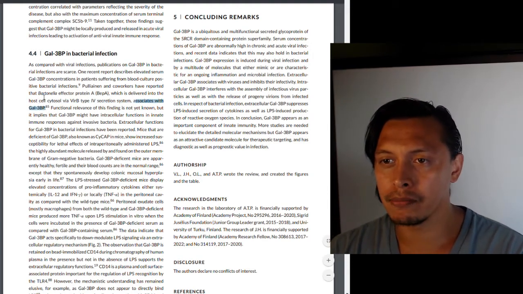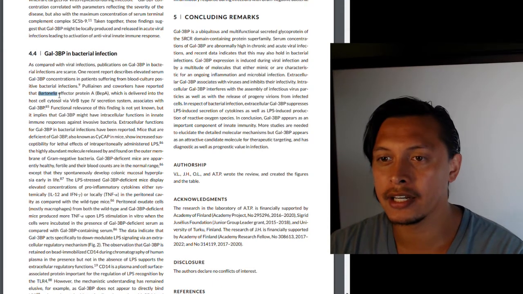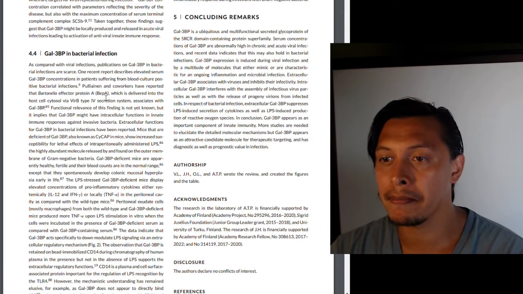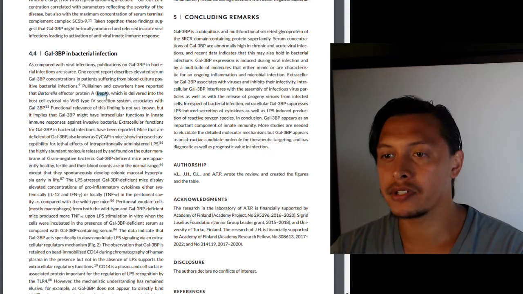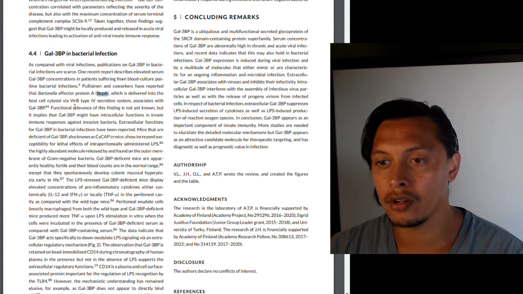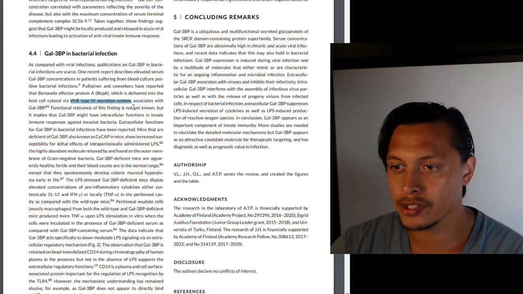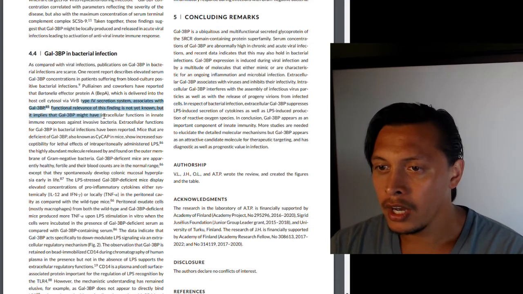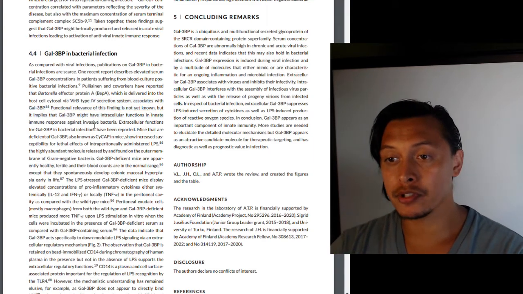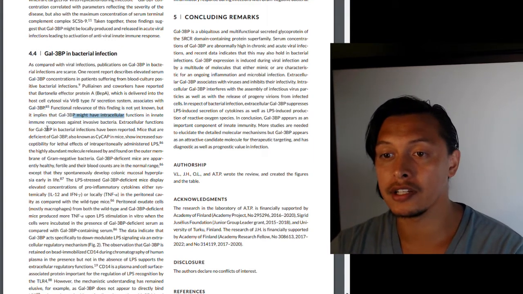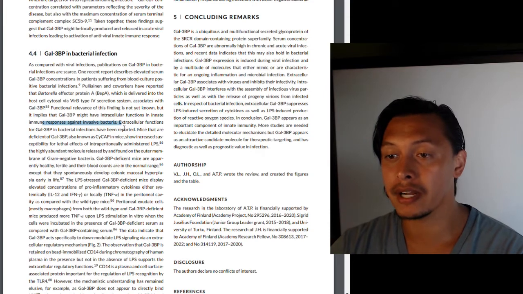So I would assume Bartonella is a bacteria, and it has an effector protein also known as BEP-A. This protein is delivered into the host cell cytosol through this secretion system. The functional relevance of this finding is not yet known, but it implies that Galectin-3 binding protein might have intracellular functions in innate immune responses against invasive bacteria.